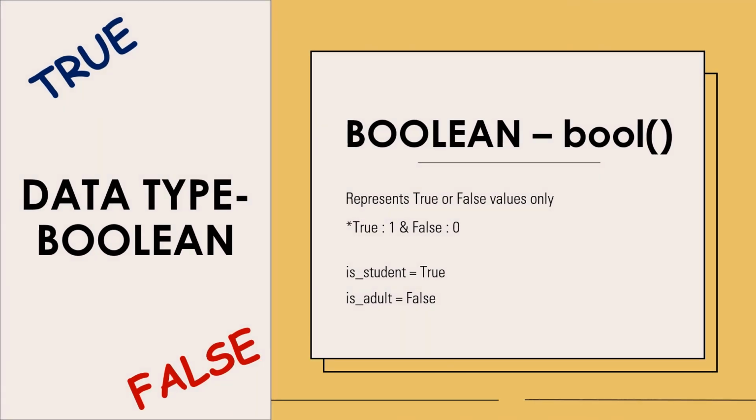Boolean data type is used for true and false. On a lighter note, true represents 1 and false represents 0. Let's use the type function to figure out the data types we have studied.